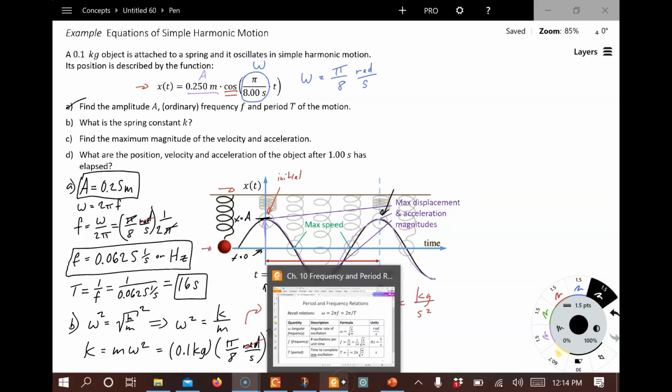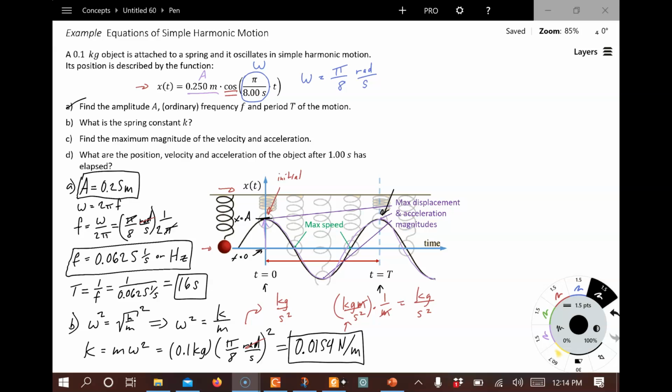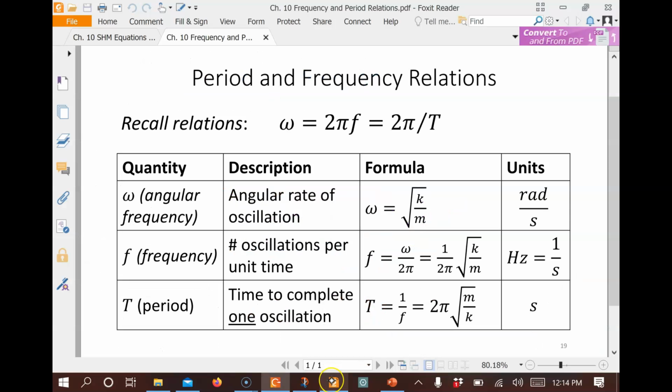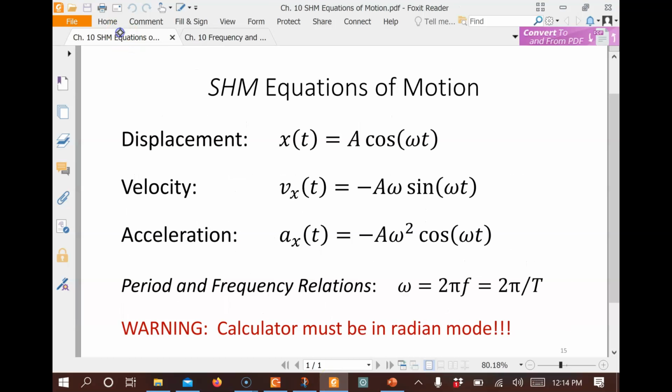Now, to calculate in part C the maximum magnitude of the velocity and the acceleration, again, we're going to go back and look at the general form of the equations here. And we can see that the velocity, just like for position, A is the biggest value you ever get because cosine oscillates between -1 and 1. For velocity, it's going to be this part here in front of the sine function. Sine oscillates between -1 and 1. And if we want the magnitude, take the absolute value, it's just going to be A times omega.